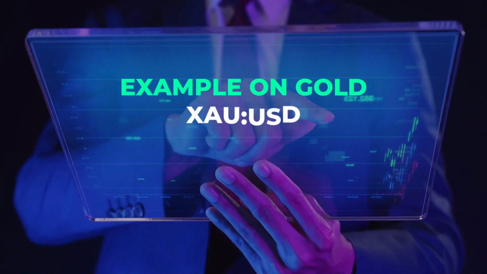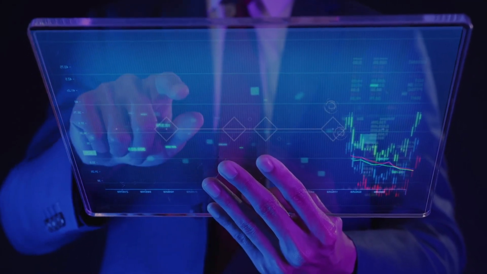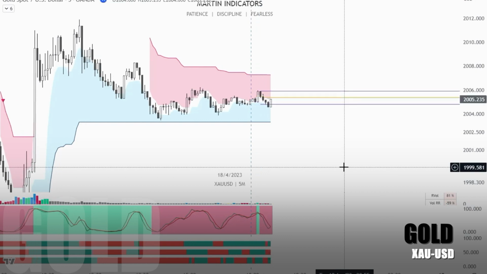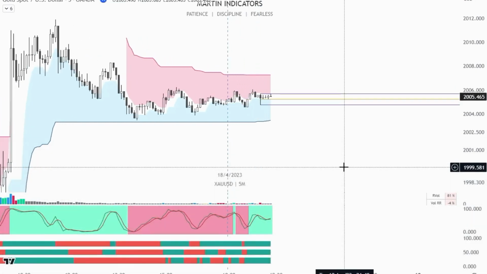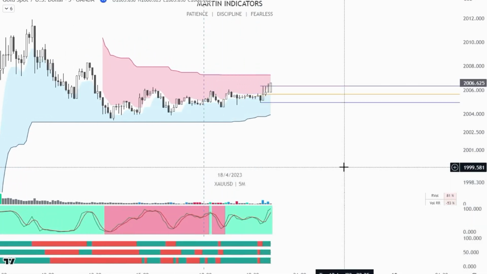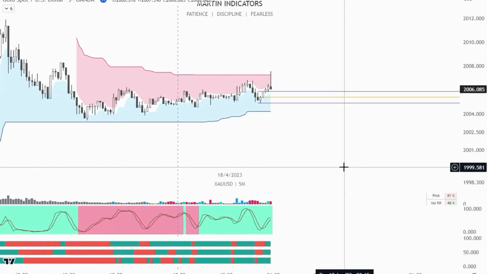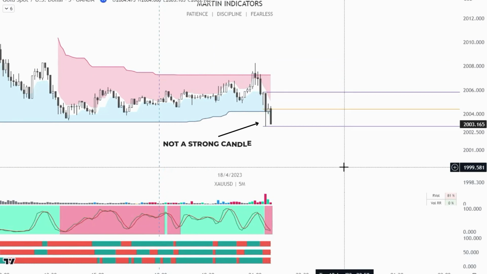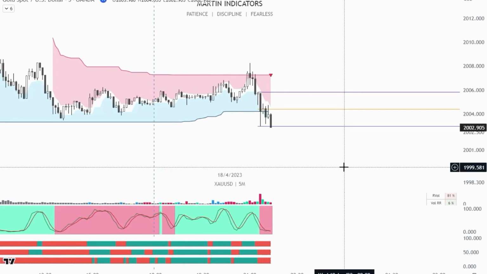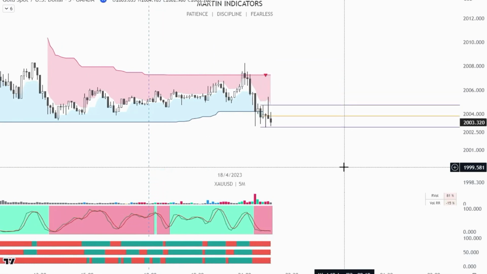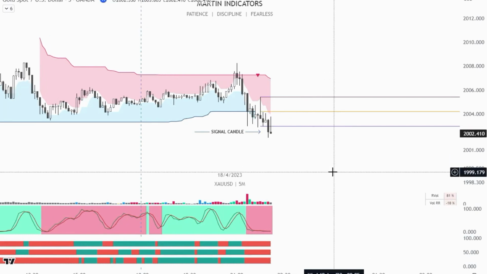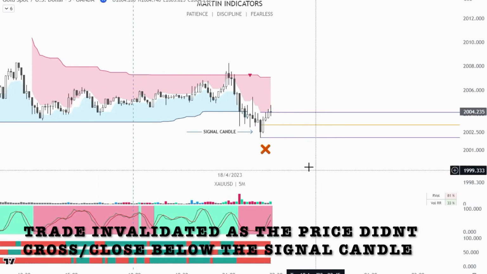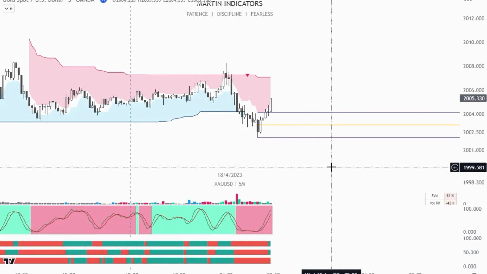Now let's see how the strategy works on gold. We are watching gold on 5 minutes time frame. As the rule, no trades when price is in between the Martin cloud. We will move forward to see if any valuable trade opportunity arises. We always need a strong candle, bullish or bearish, for it to be a signal candle. Now we have a short signal candle and will wait for trade candle to enter. The signal candle was invalidated as the price did not close below the signal candle.